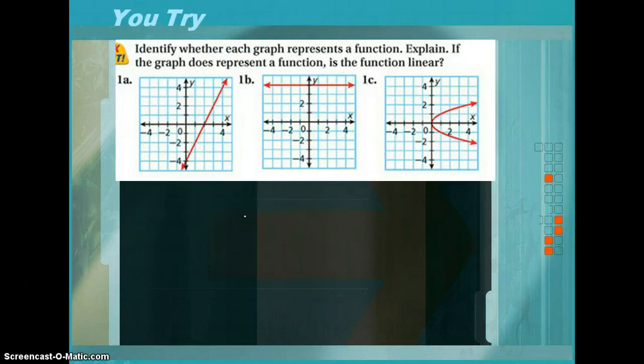So you need to identify whether each graph represents a function, and then if the graph does represent a function, is that function linear or not? And that is the end of the first of 3 videos.